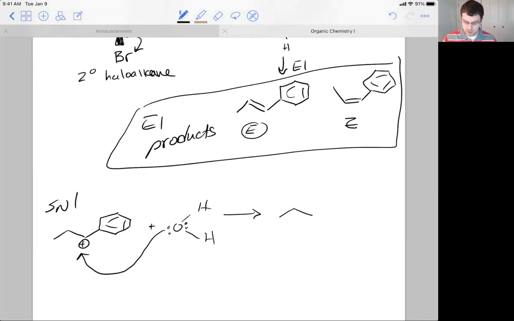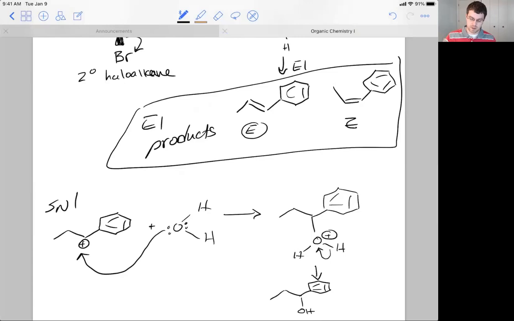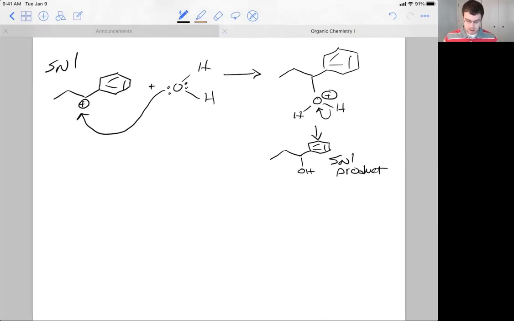And then one of them is going to get lost from this intermediate structure. So we're just going to let the hydrogen fall off, and that's going to give rise to this as our SN1 product. Okay. Now I show it as a straight line because it's a racemic mixture. Next, we'll go through C.